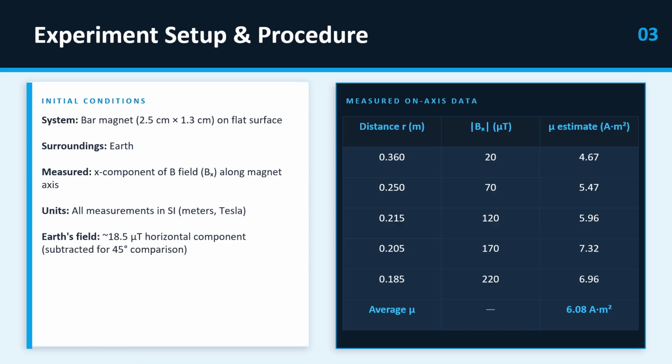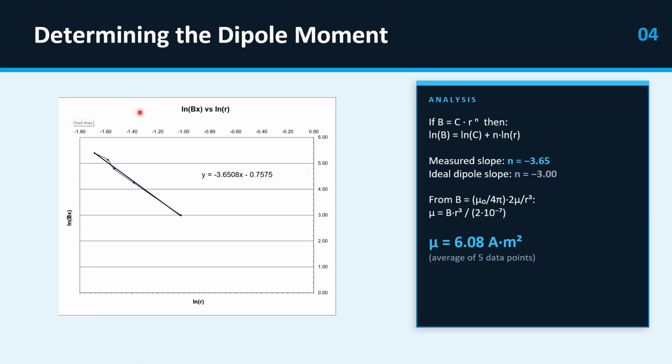So determining the dipole moment, here's the graph I was talking about earlier, in which we plotted the log of the magnetic field versus the log of the distance. And here we've got a nice slope of negative 3.65. The ideal dipole slope is negative 3, so we're a little bit off from ideal, but it's still pretty close. So that's a good sign right there.